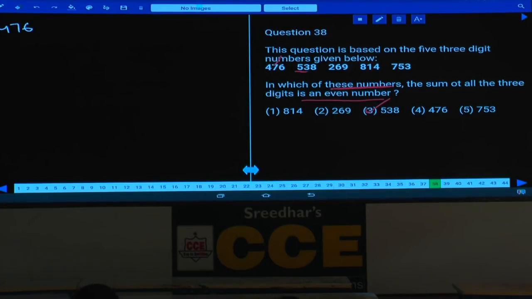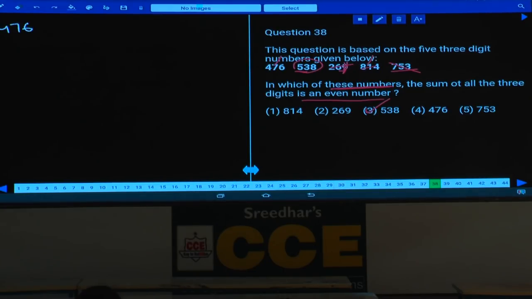Now in this one, 269, there are 2 odd numbers, 9 plus 6, 15. Sorry, there is 1 odd number. As there is 1 odd digit, the sum will be odd. Now in this one, there is 1 odd, the sum is odd. Here all 3 are odd, the sum will be odd. Then what is your answer here? 538, that is choice 3.